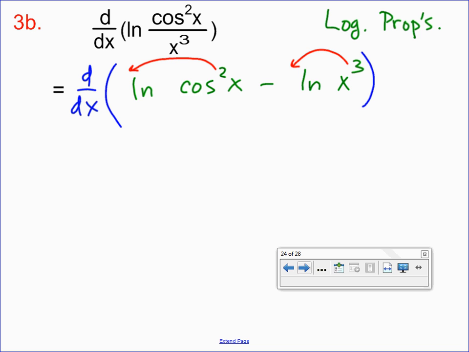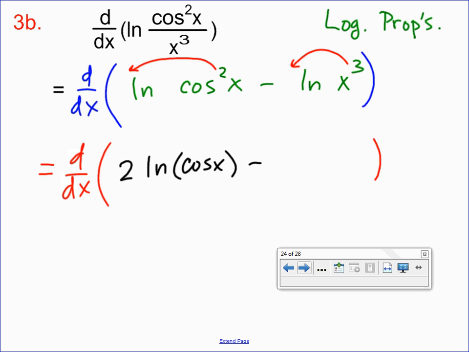My second step is a rewrite, not a differentiation, so we still need our operator, derivative with respect to x. How will I rewrite this? Well, ln of cosine of x quantity squared would be the same as 2 ln of cosine of x. Ln of x cubed would be the same as 3 ln of x. And now we're ready to apply our red operator, derivative with respect to x.